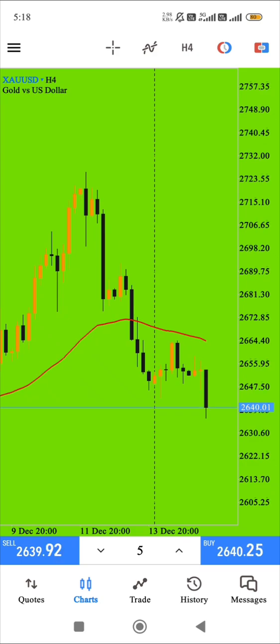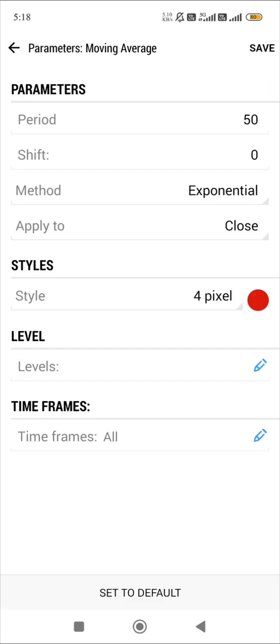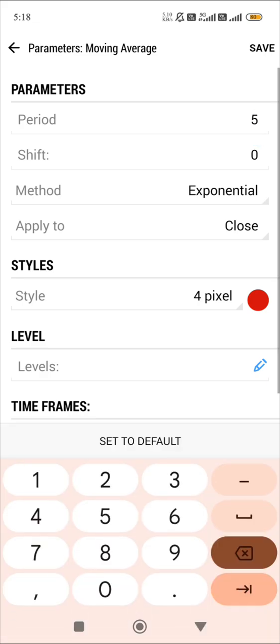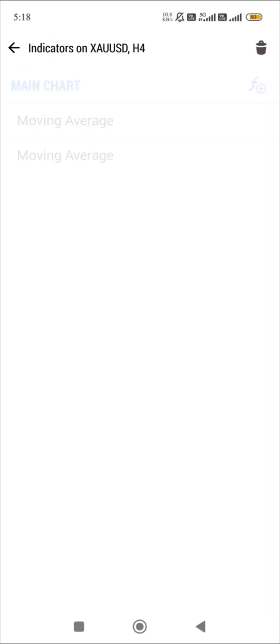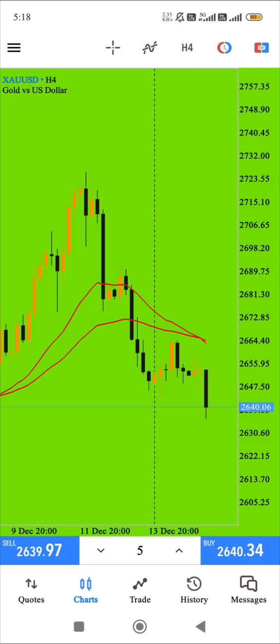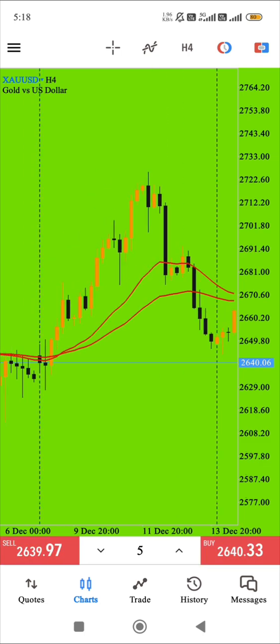For our time frame, I will check the higher time frame for a proper scalp. The 50 moving average is adjusted here. I will try one more moving average, the moving average 25. Today I will use the 25 and 50 moving averages to get profit from gold. These are the two moving averages.